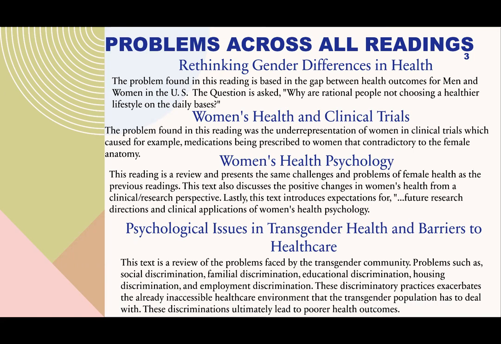The first reading, nicknamed Rethinking Gender Differences in Health, the main problem found in this reading is based in the gap between health outcomes between men and women in the United States of America. The question was asked, why are rational people not choosing a healthier lifestyle on the daily basis? And we're going to get to that answer on the next slide.